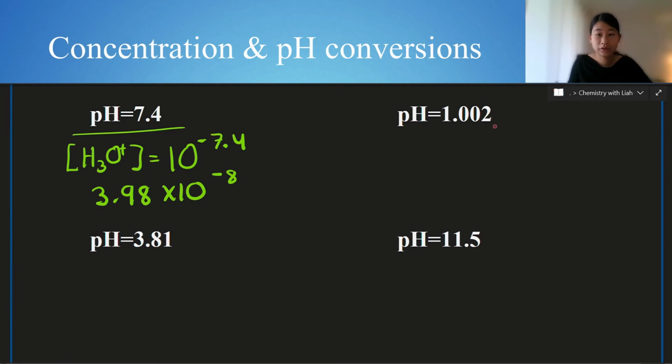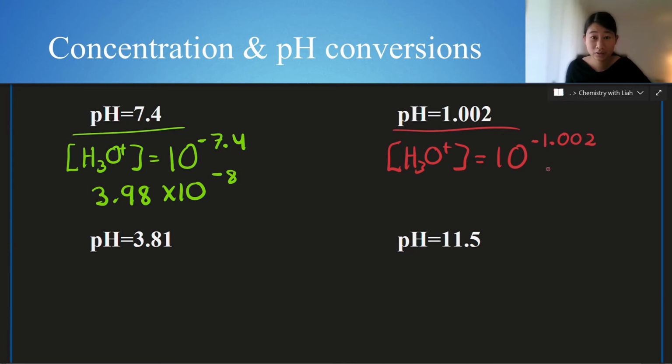Now let's do this one over here. So the pH is 1.002, and so we know that the concentration is going to be equal to 10 to the negative pH value, so the negative form of this number. Okay, so we just put a negative sign in front of the pH value and calculate. Now, what answer do you get? Well, you get 9.95 times 10 to the negative 2 for the concentration.